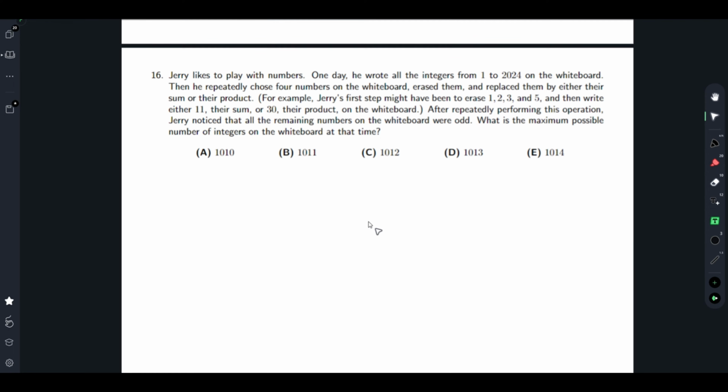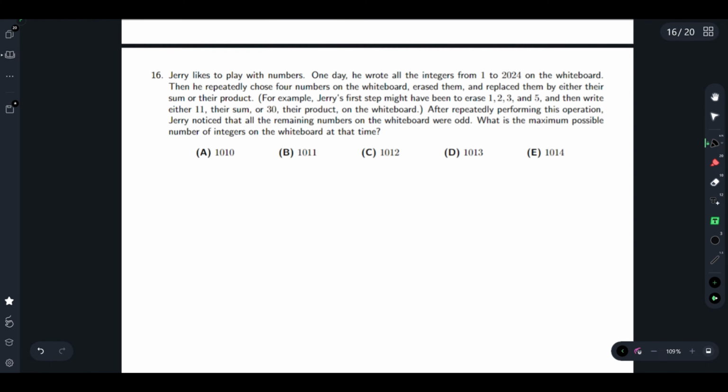Number 16. Jerry likes to play with numbers. One day, he wrote all the integers from 1 to 2024 on the whiteboard. Then, he repeatedly chose 4 numbers on the whiteboard, erased them, and replaced them by either their sum or their product. After repeatedly performing this operation, Jerry noticed that all the remaining numbers on the whiteboard were odd. What is the maximum possible number of integers on the whiteboard at that time?